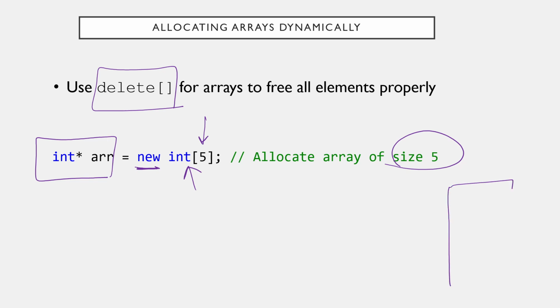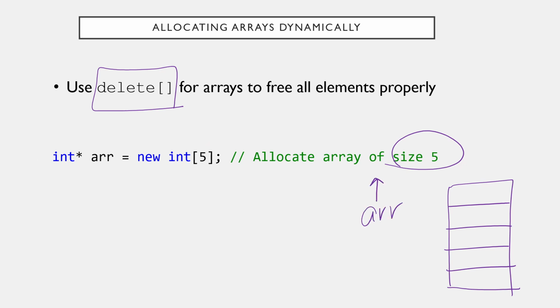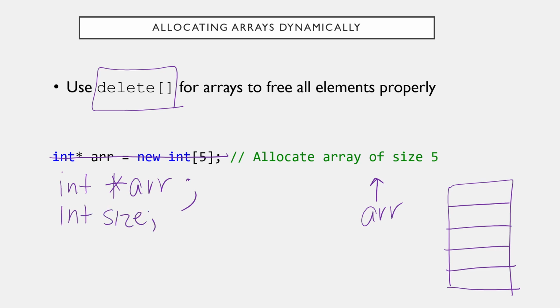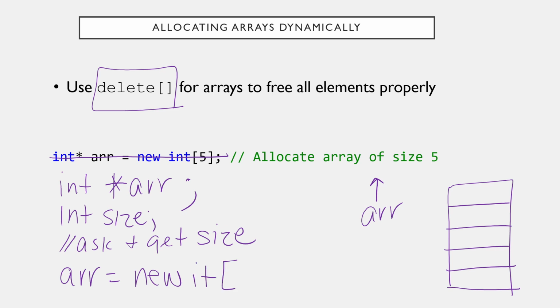So what we're going to get with this is, when you start out, you have your array pointer. If we had done this on 2 lines, or we had waited to get the size, say you said int ARR, then you have a pointer that points to nothing. Then you ask and get the size. So say we have int size. Then you ask and get the size. Then we could say ARR equals new int, and it's going to be that size.